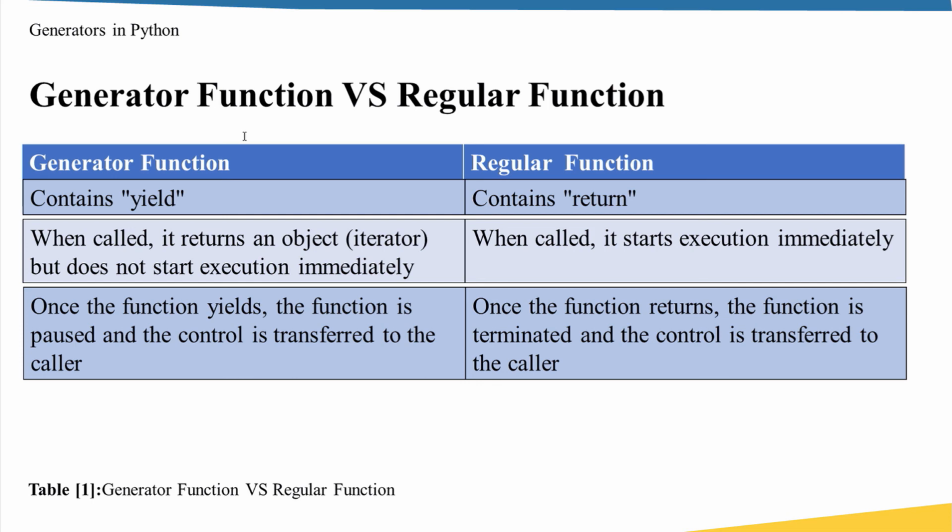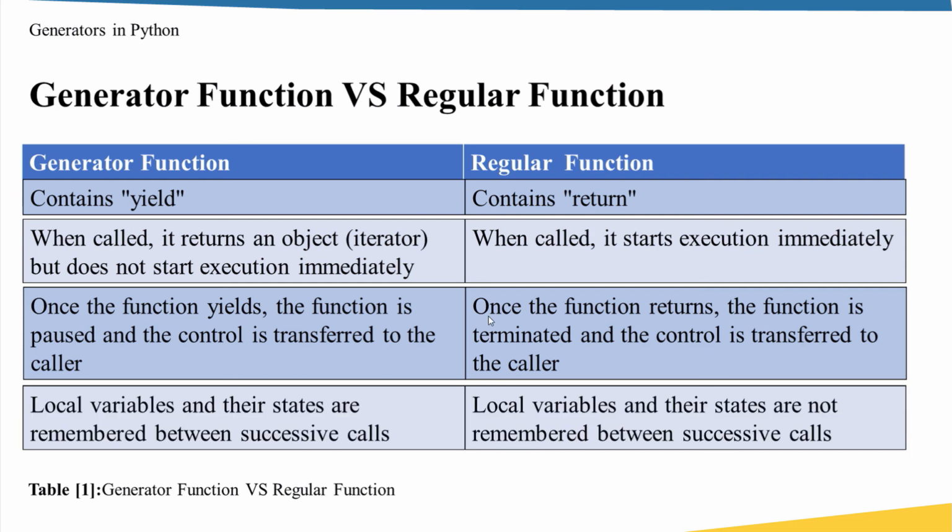Whereas when a normal function returns, the function is terminated and the control is transferred to the caller and nothing about the state will be saved. So in the generator case, it's paused. In the regular case, it's terminated. The last point is that a generator function saves the local variables and their states between successive calls, whereas in the case of a regular function, all local variables and states are not remembered between successive calls. So each time a regular function is called, it starts from a clean memory. And that's all about the comparison between generator functions and regular functions.